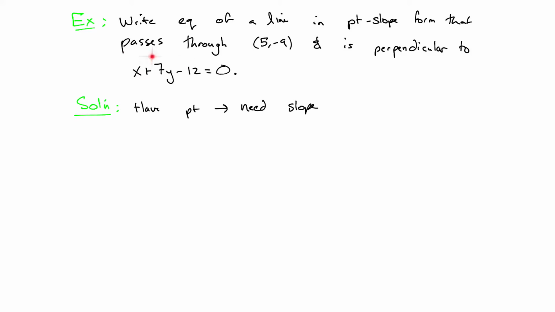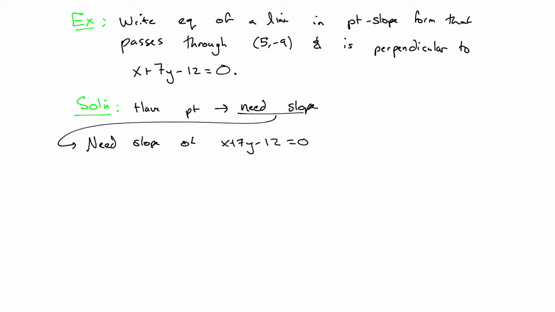So this is in general form. Our line is perpendicular to this. So if we find the slope of this line, we can find the opposite reciprocal to get our line. So, we need the slope of x plus 7y minus 12 equals 0. To do this, write in slope-intercept form.